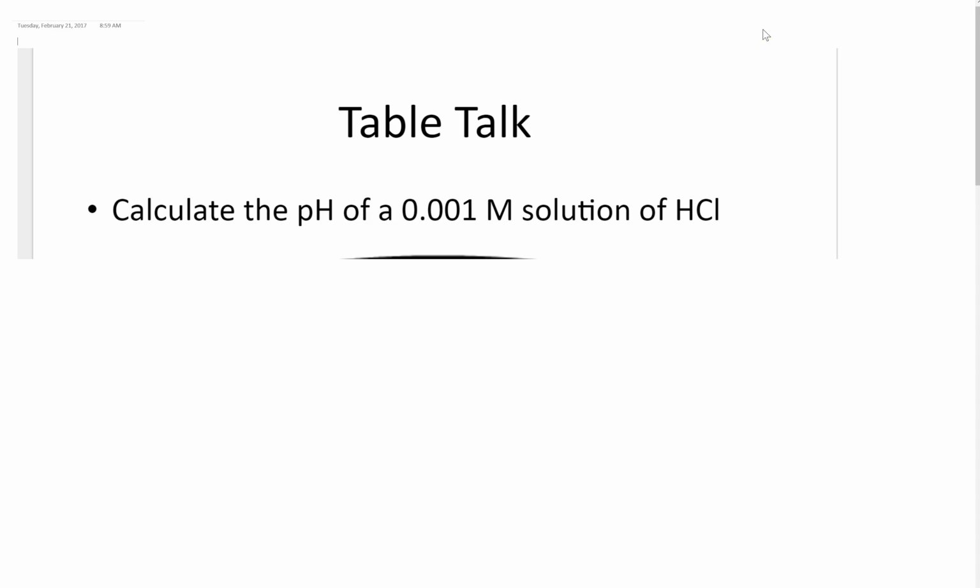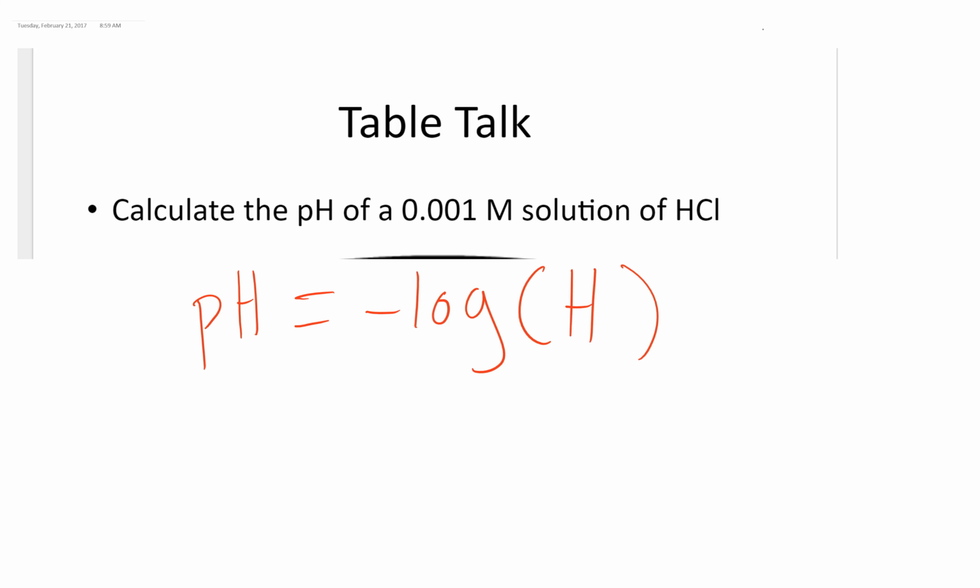Okay, we're doing the same thing again. Let's list out all the things we know. We know that pH, P of anything means the negative log of whatever that thing is. So pH is equal to negative log of H's. In this case, it's H plus, hydrogen ions.